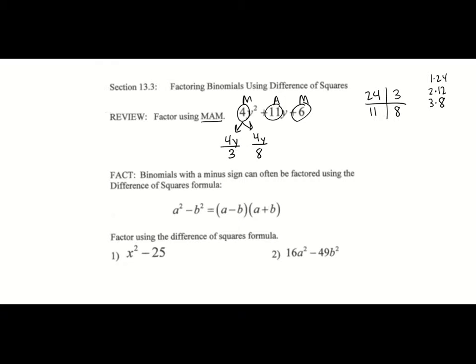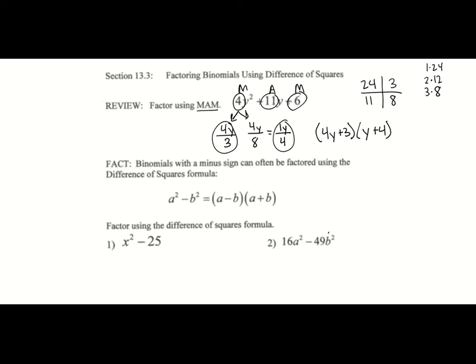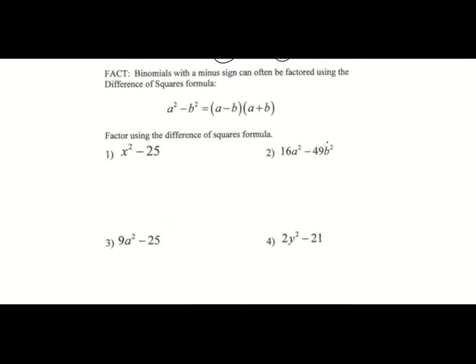This first one, I can't simplify, but I can simplify my second one here. 4y over 8 is just 1y over 4. So I have my two fractions that I can write my binomial. 4y plus 3 for my first one, and y plus 4 for my second one. So that is a review of MAM. Next, we're going to look at binomials using difference of squares.